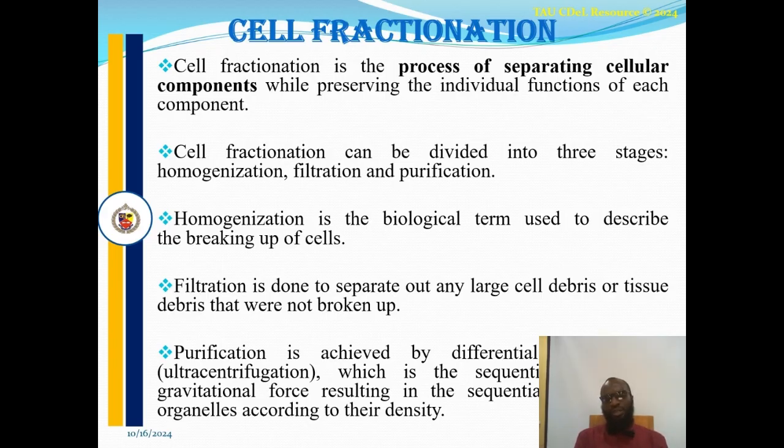The nucleus, for example, is the largest subcellular organelle. It is expected that the nucleus will separate out first before the lighter organelles. So as you move on in the centrifugation process, as you increase the speed, the lighter organelles will also separate out, and this way you'll be able to separate all the organelles.